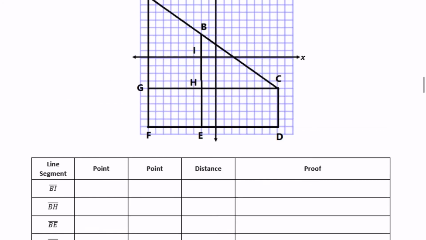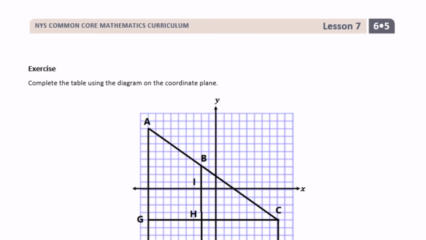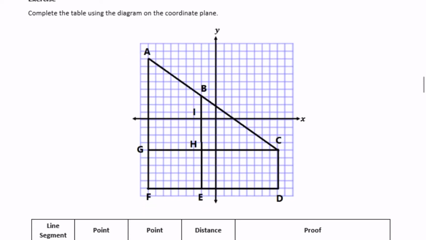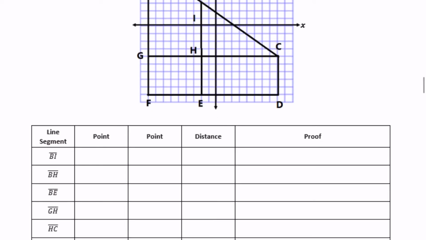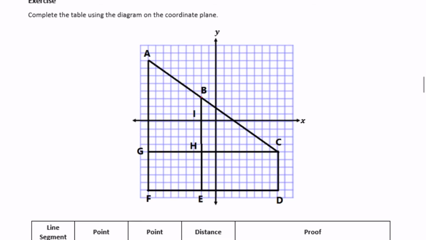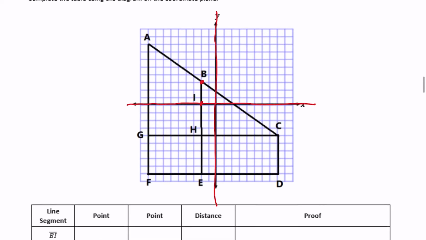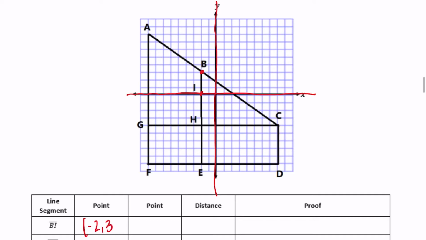Okay, so now we just have another one. Complete the table using the diagram on the coordinate plane. So we're just going to do the same thing with a whole other diagram. All right, BI. So here's B, there's I. So B, let's find 0. There's the X and the Y coordinate. So B is located at -2, 3. And I is located at -2, 0.